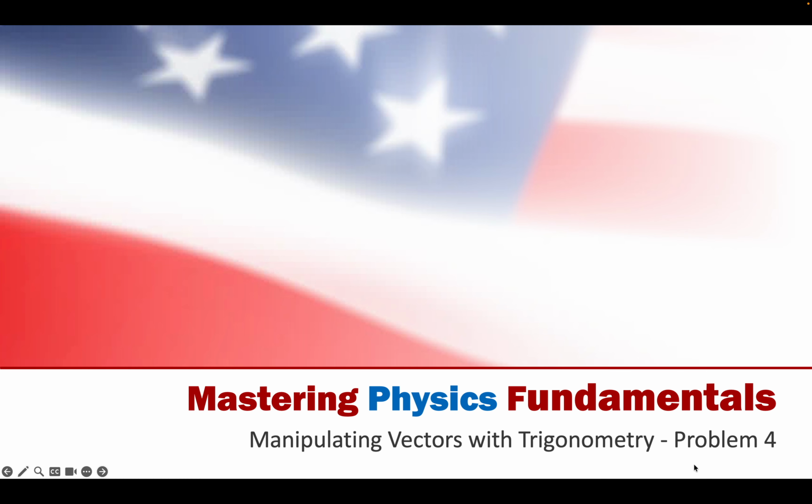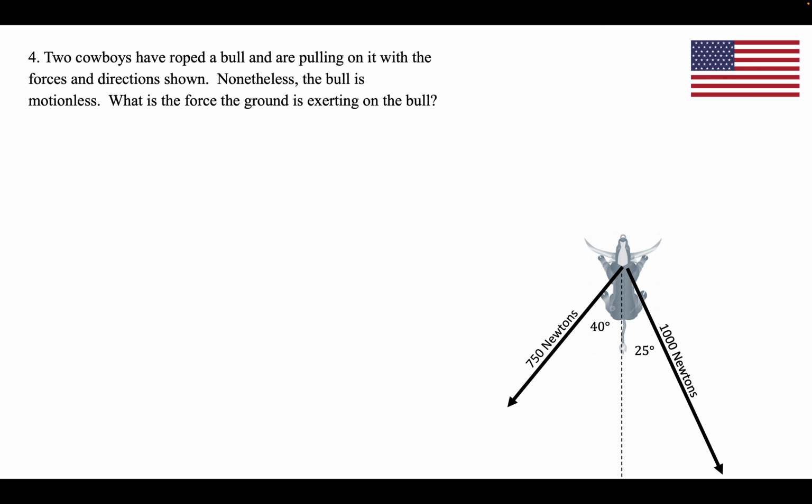This is problem 4, manipulating vectors with trigonometry. Two cowboys have roped the bull. They're pulling on it as such: 750 newtons, 40 degrees to the left of the vertical in the diagram, and 1000 newtons, 25 degrees to the right. What is the force the ground is exerting on the bull?